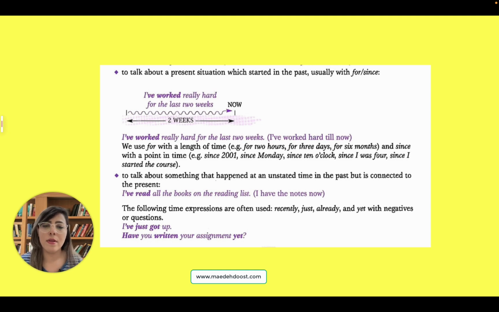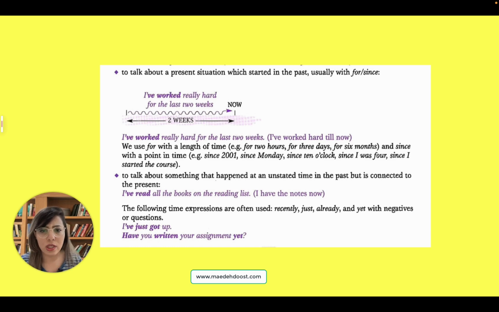Or for example, I received my MA certificate. I've received my MA certificate means I am no longer an MA student. I've finished my MA, but I've received the certificate. The certificate is the result that continues up to now. Yes.